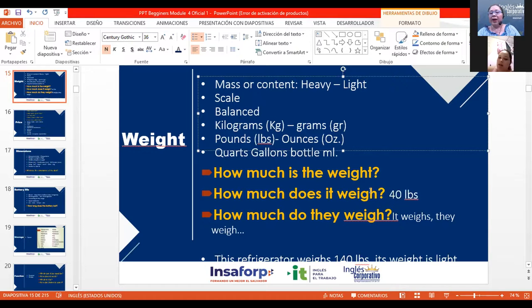Okay, weigh, sin la T, is the verb. Without the T, is the verb. Weight, with a letter T at the end, is the noun, okay? And we can measure the weight by pounds, by ounces, by grams, kilograms, and etc. Okay?